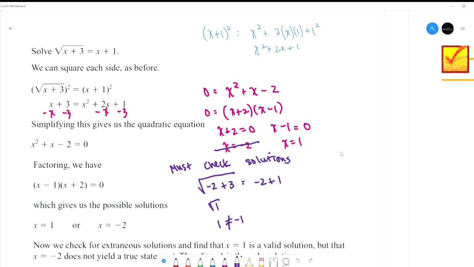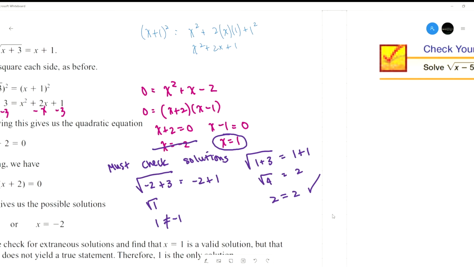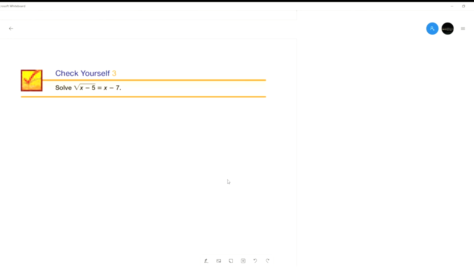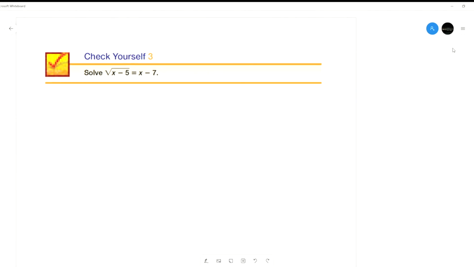I'm going to check the second one. The square root of 1 plus 3 is equal to 1 plus 1. So this is the square root of 4 is equal to 2, and 2 is equal to 2. So the second one is a solution. x equals 1 is a solution. Okay? Everyone got that? You see the importance of checking these solutions. So please try the very next problem here. And at the end, check both solutions to see if it's extraneous or not.